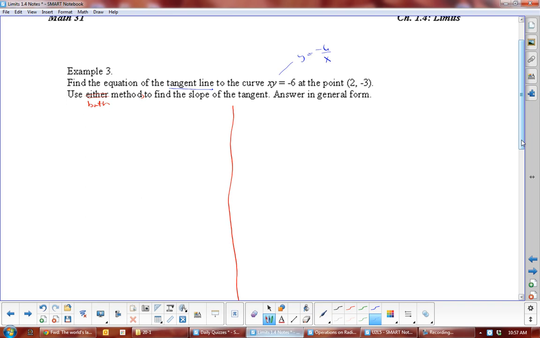Now to find any equation, you need the slope. So we've got to do that first. And it's going to be at this point here, because the slope's always changing. So if they don't give you a specific point, you can't find the slope of the tangent at that point. We'll call this A and f of A.